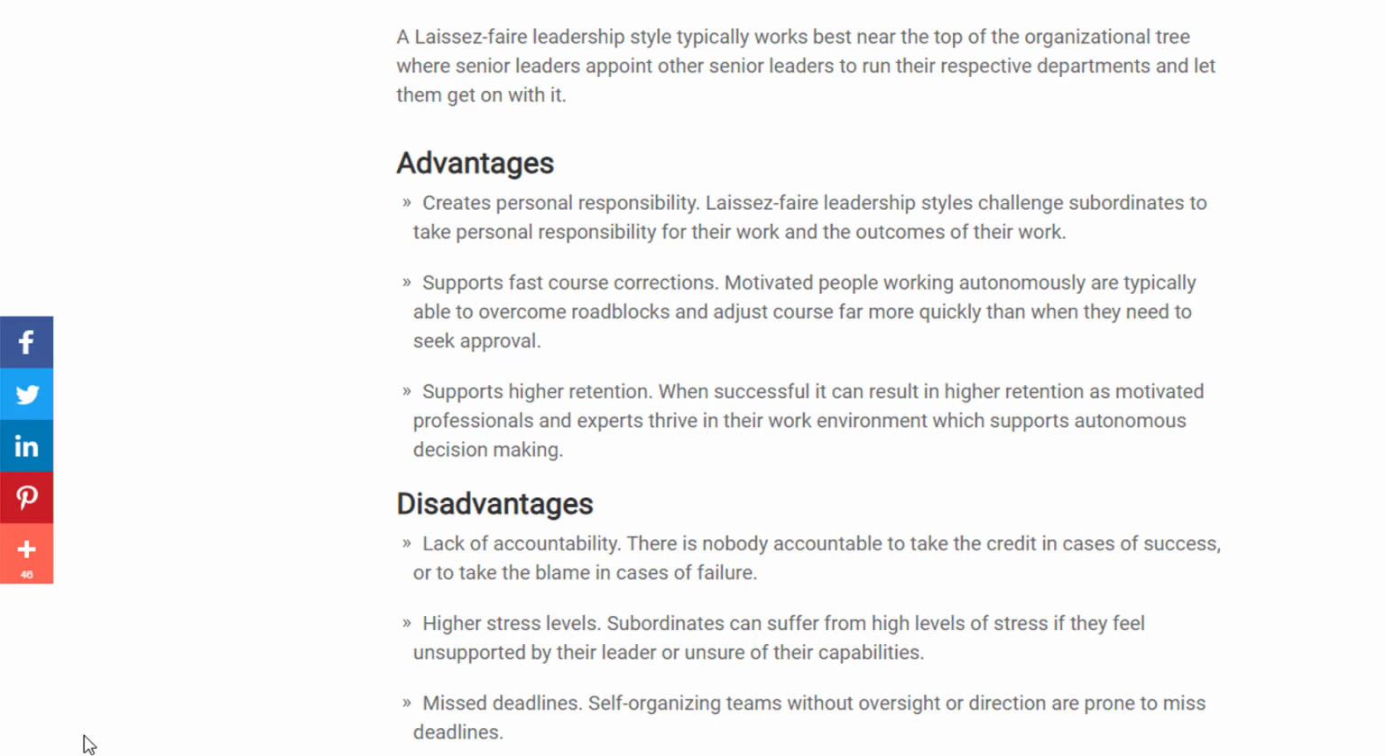Disadvantages: lack of accountability. There's nobody accountable to take credit in case of success or to take blame in case of failure. Next one, higher stress levels. Subordinates can suffer from high levels of stress if they feel unsupported by the leader or unsure of their capabilities. So if you're not sure about what you can do and they just put you in a situation where you have to work on your own, you might get a lot of stress because you don't really know what you're capable of. Missed deadlines. Organizing teams without oversight or direction can be prone to missed deadlines, and we don't want that. That's what the laissez-faire leader doesn't want, you to miss deadlines.